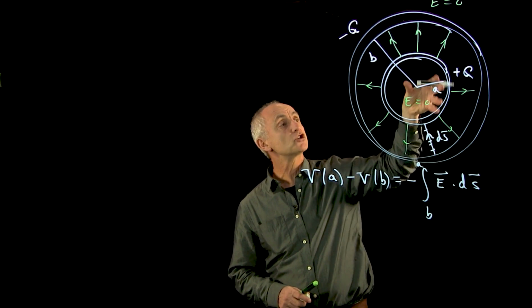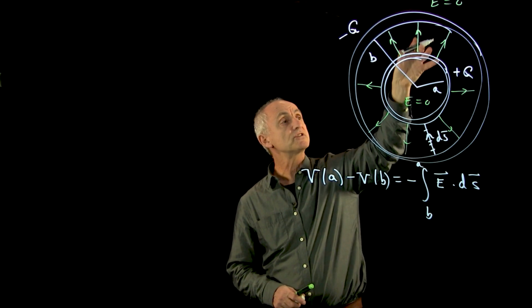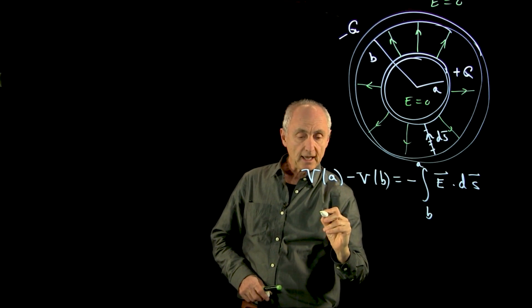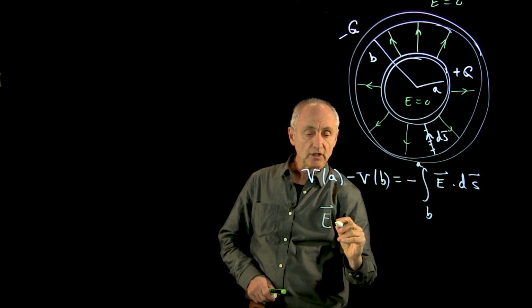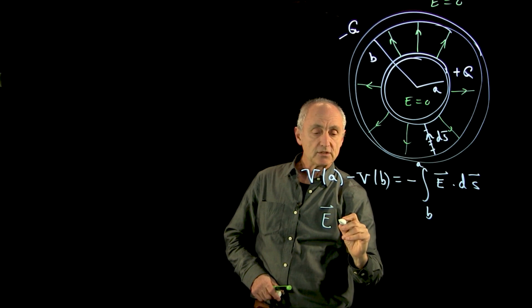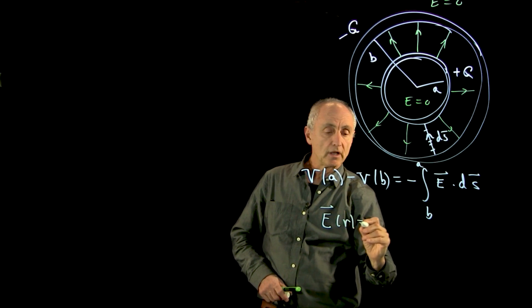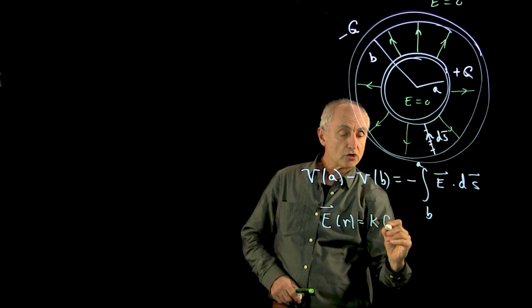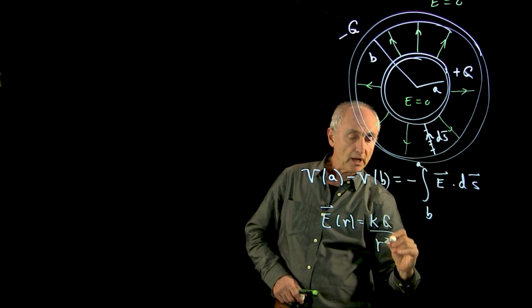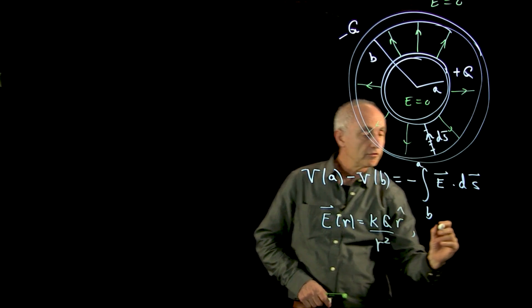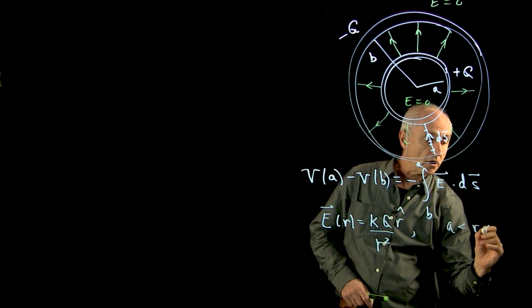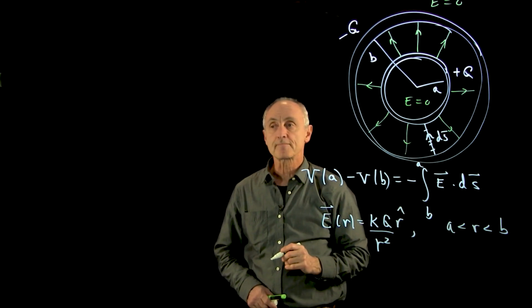So once again, we have to set up this integral, and recall from Gauss's law that when you're outside a uniform shell, it looks as if all the charge were at the center, and we found that the electric field in the region between the shells as a function of r is just k times the charge on the shell divided by r squared, r hat, for the region a less than r less than b.